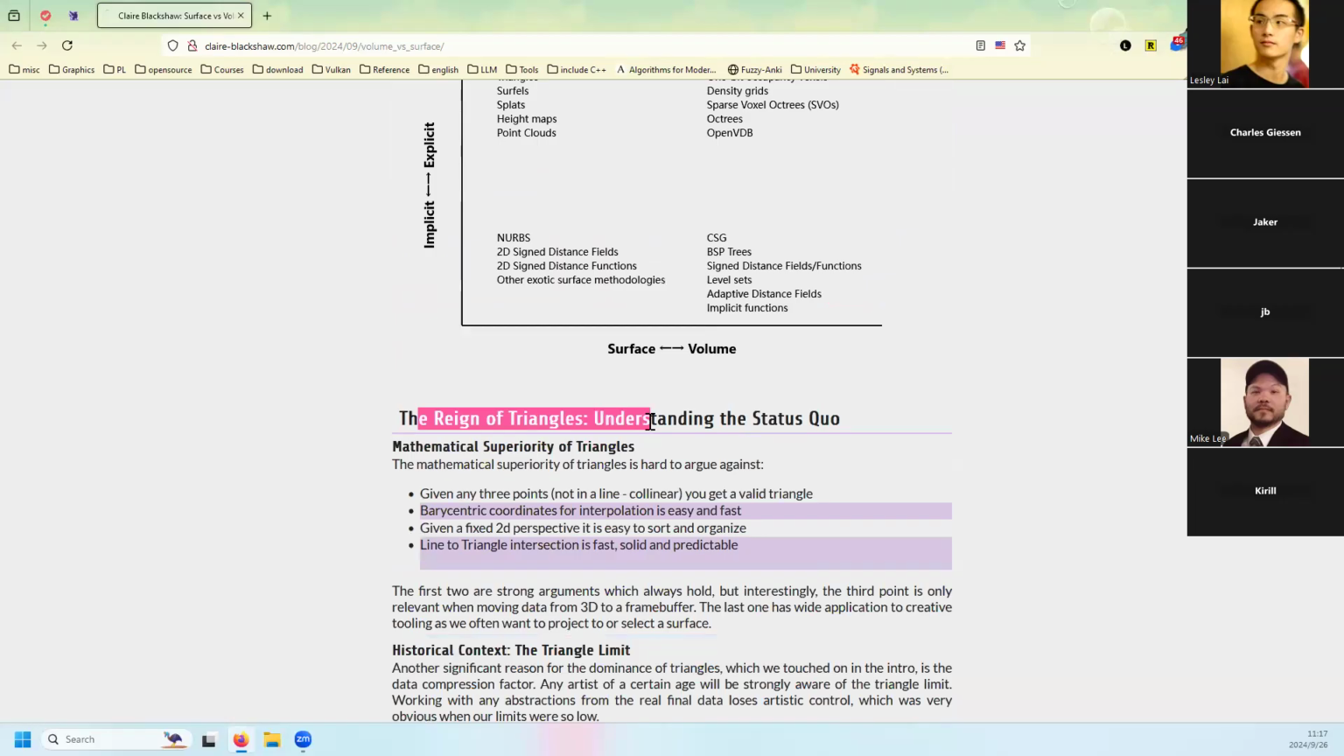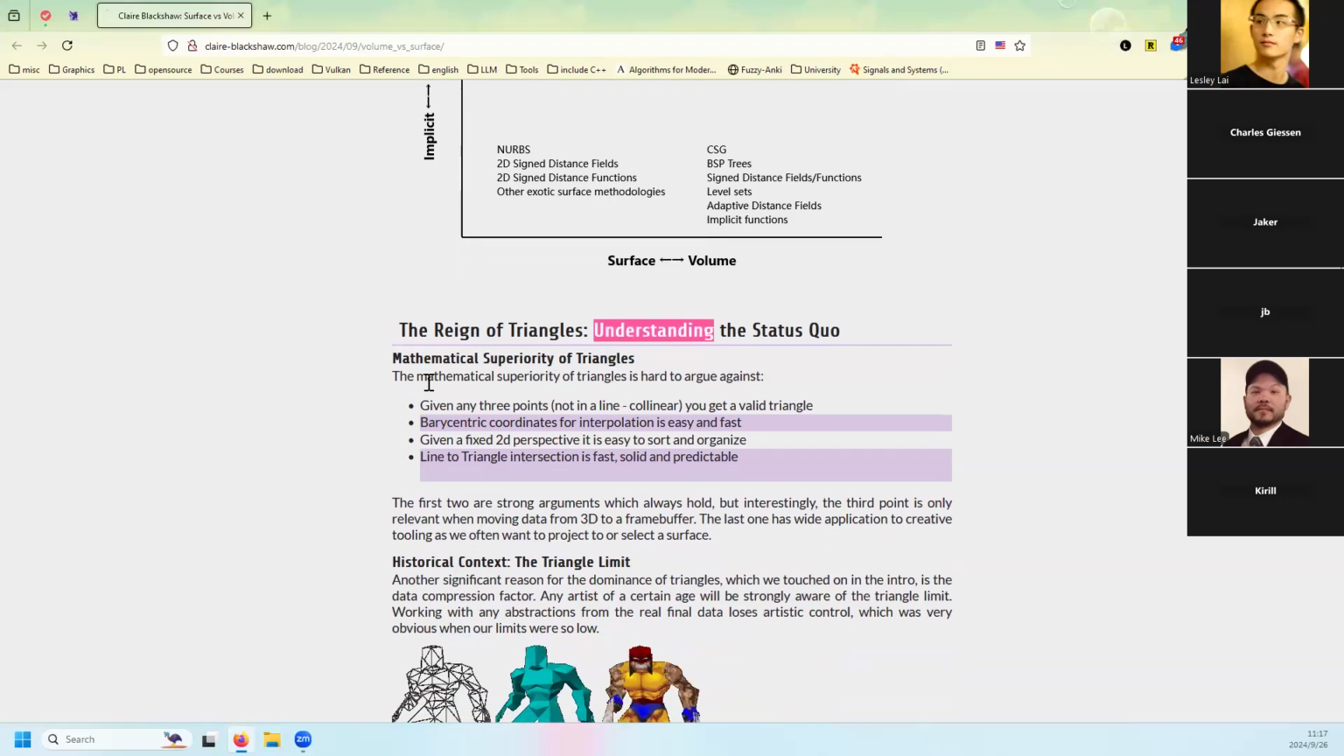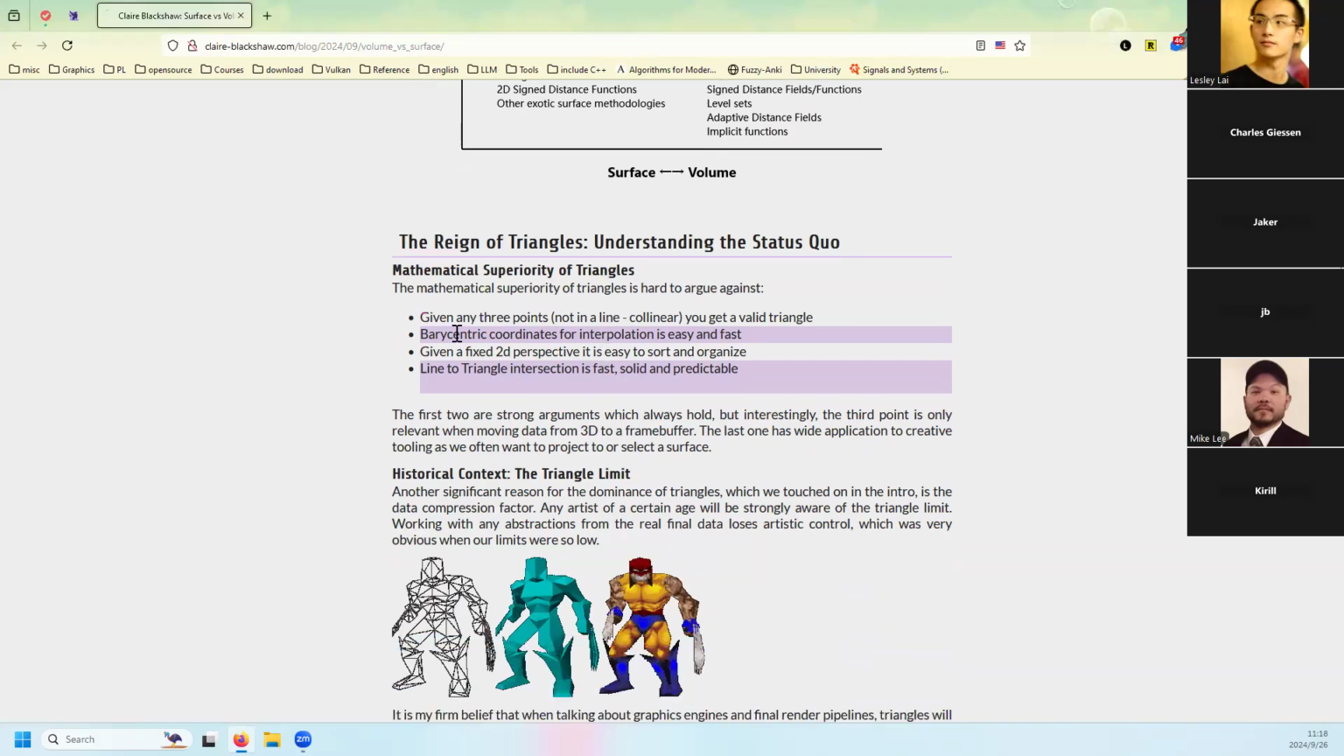Ring of triangles. And triangle is mathematically superior because given any 3 points, you have a valid triangle. Barycentric coordinates for interpolation is easy and fast and supported by the hardware. Given a fixed 2D perspective, it's easy to sort and organize.